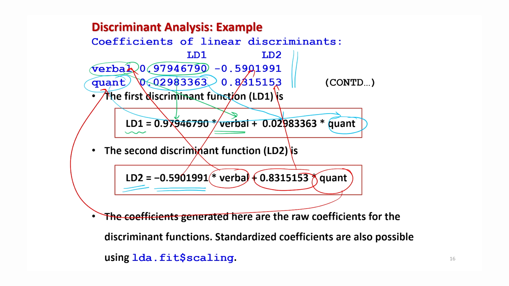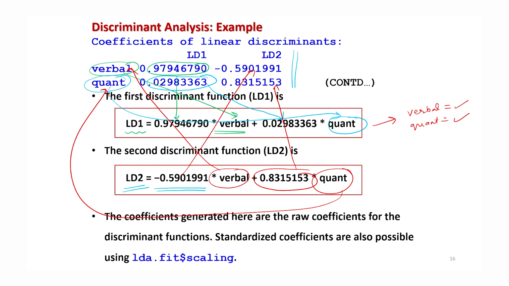Now these are your functions. If a new observation comes where the person has got some verbal score and some score on the quant, you can substitute here, compute the value of LD1, and then you can classify the given observation into any of the categories.